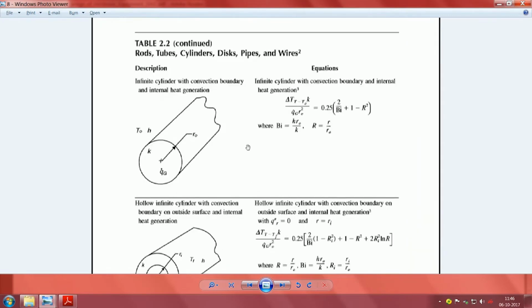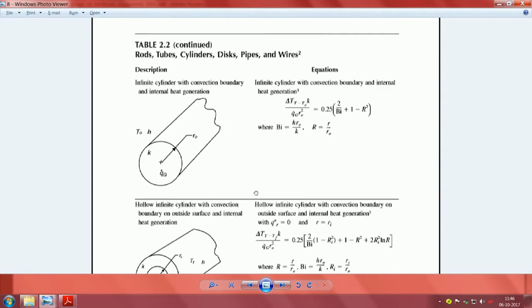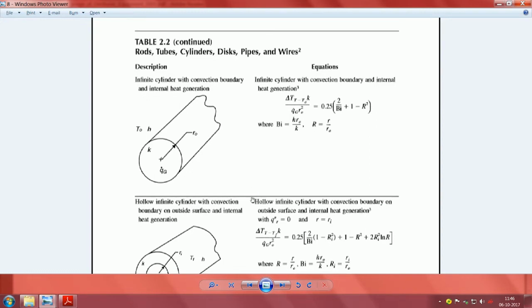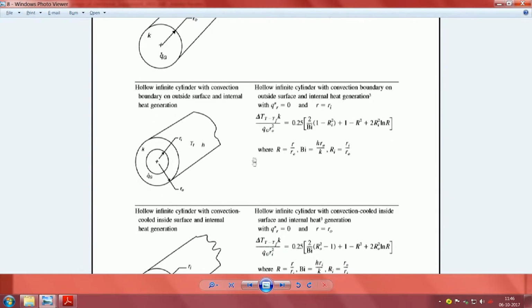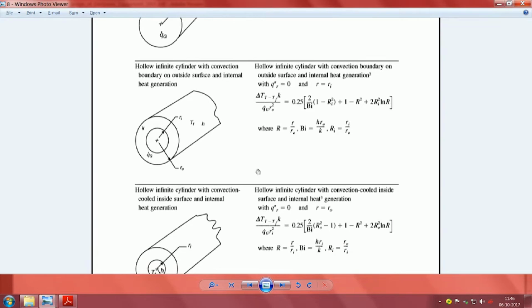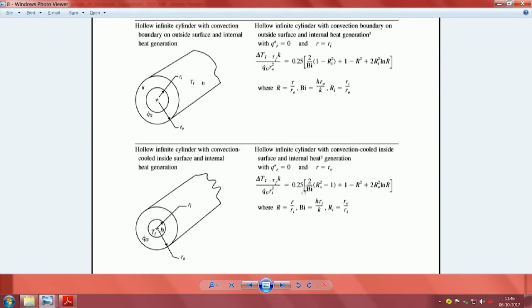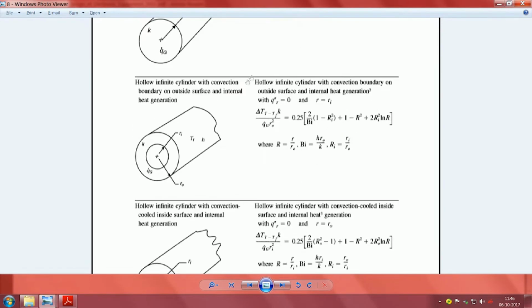Infinite cylinder with convection boundary and internal heat generation. Probably a heater like what you see in your soldering iron. Hollow infinite cylinder with convection on the outside surface and internal heat generation. All possible variants.